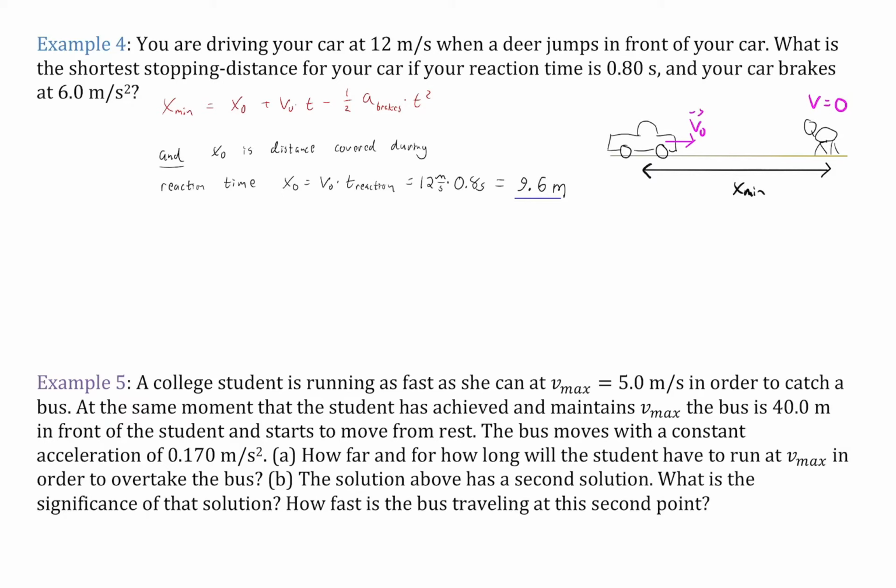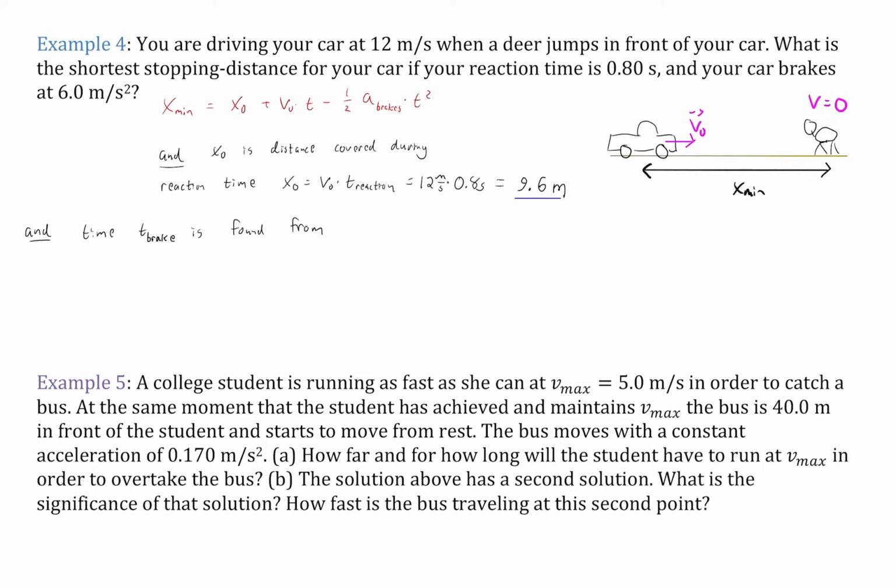Because the idea is that this x min represents the distance covered while braking, okay? But there's some time that you moved before you even began braking. So then we see that x naught is v naught times reaction time. We know v naught is 12, we know reaction time is 0.8 seconds, so that means you covered 9.6 meters, almost 30 feet, actually slightly more than 30 feet, before you even push your foot on the brake, okay?